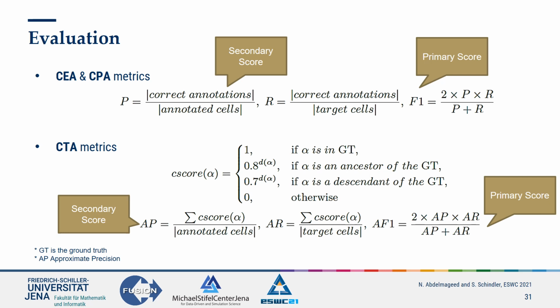For CEA and CPA, we have used the standard precision and recall, while for CTA, the score pays attention to the predicted type position in the types hierarchy. This means a more general solution may have a partial score, but not the best score.